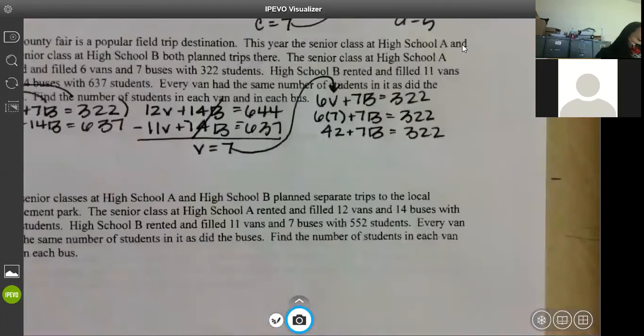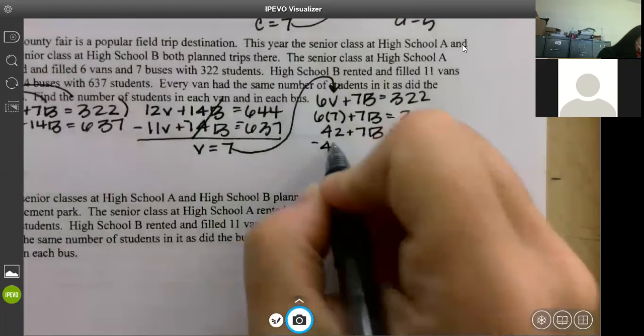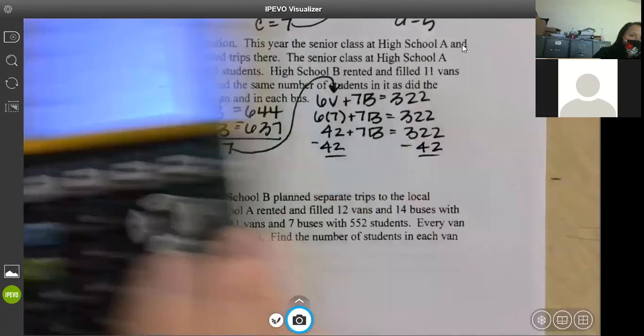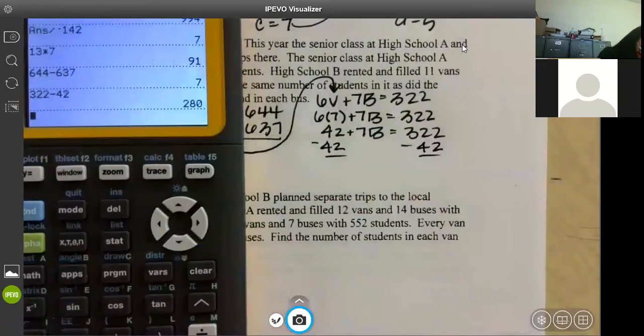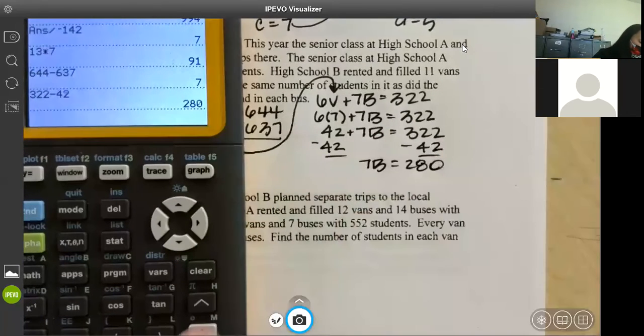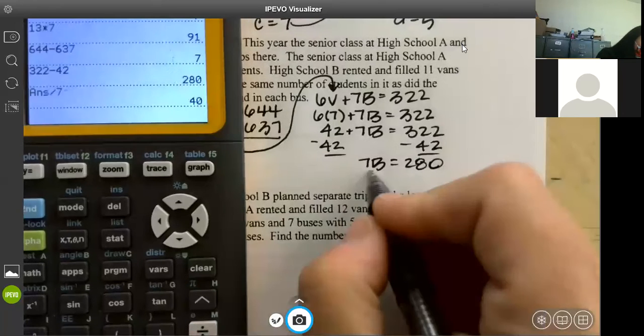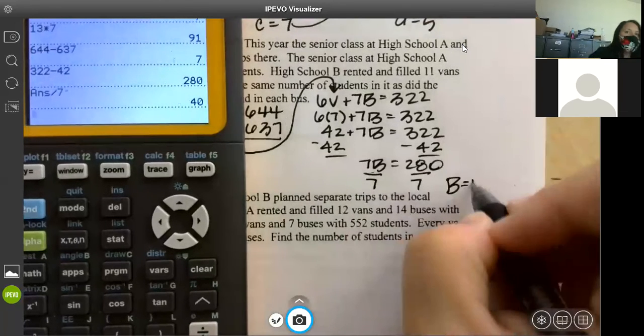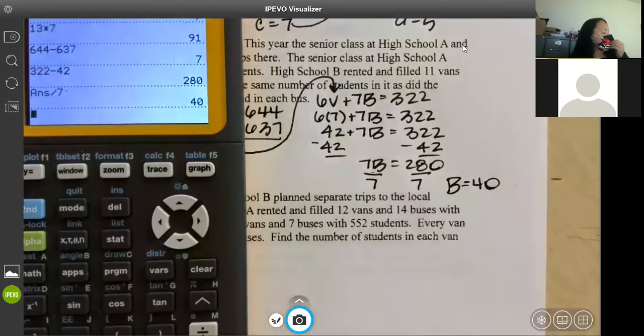How do I solve? Subtract 42. 322 minus 42 is? So 7B equals 280. How do I solve? Divide by 7, and I get B equals 40. That's it. Any questions? Two more.